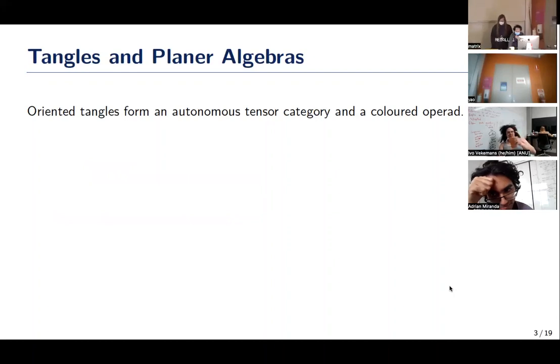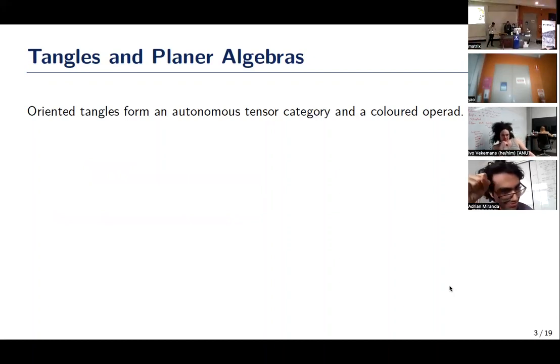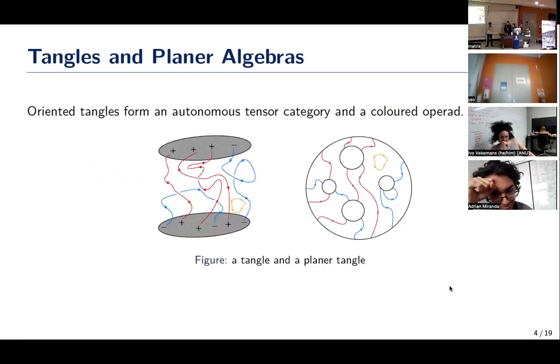So what are tangles and planar algebras? In easy words, categorically speaking, tangles are nothing but a kind of autonomous monoidal category, and they also form a colored operad. As the picture suggests, the picture on the left shows its categorical description, and the picture on the right shows an object in this operad.